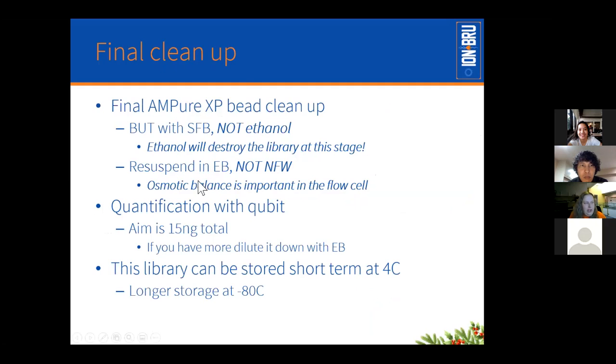All the other ampule cleanups, you've been using your ethanol and then resuspending in water. This one you want to make sure it's the EB, just because the osmotic balance is so important in the flow cell. The pores are quite sensitive to the chemistry, and you need to make sure you don't dilute anything down that you shouldn't.